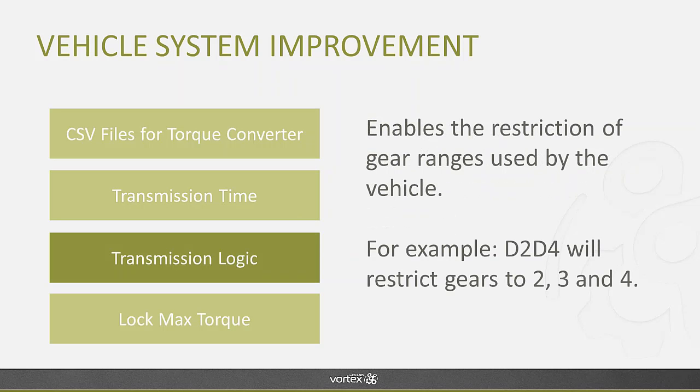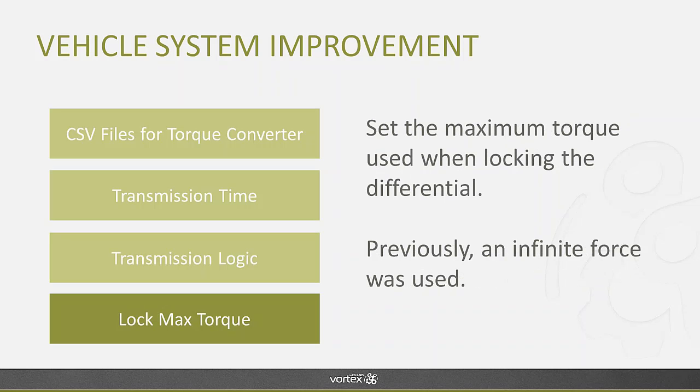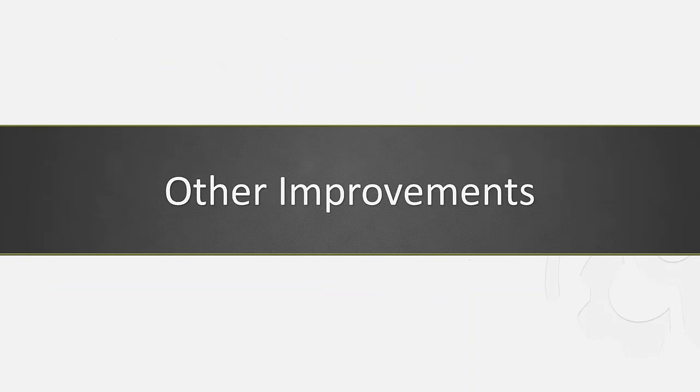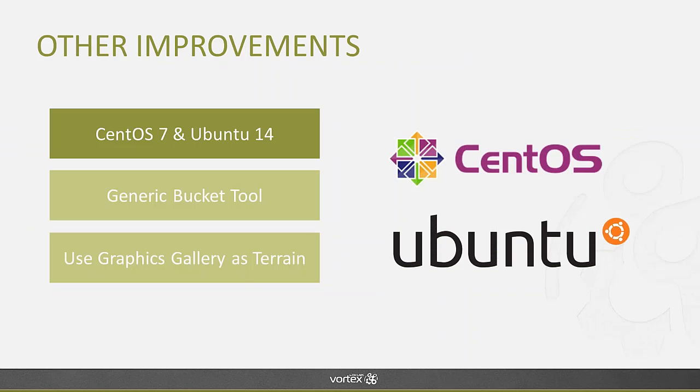We've also made it possible to restrict the gear ranges used by the vehicle in the transmission logic, allowing you, for example, to limit gears from drive to 2 through 4 by selecting D2, D4. This is useful to simulate faults or to simulate advanced control systems. And finally, we've made it possible to set the maximum torque used when locking the differential. So it sets an overall maximum torque for your vehicle instead of providing infinite total force to each wheel. This will provide a more realistic behavior when using the differential lock. There are a few other miscellaneous improvements in Vortex 6.7.